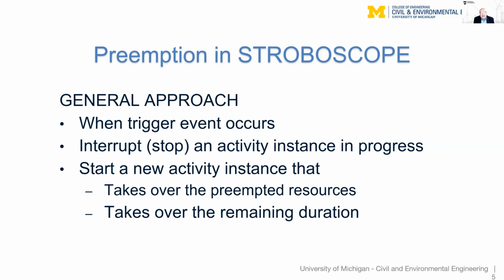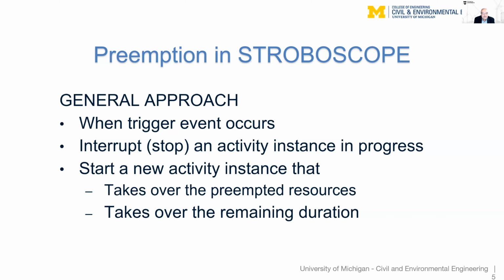So what's the approach that we took in STROBOSCOPE to implement preemption? The approach is that when a trigger event occurs during simulation, then STROBOSCOPE will interrupt a particular activity instance in progress. So STROBOSCOPE needs to know which activity and which instance of that activity to stop, to interrupt. And then it starts a new activity, so it needs to know which activity to start.